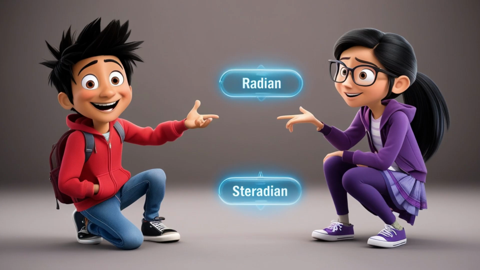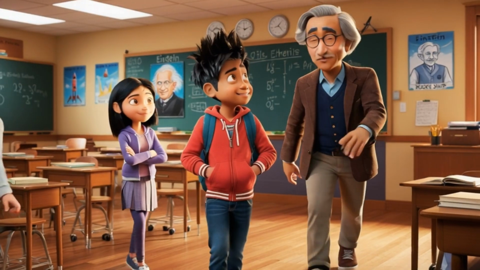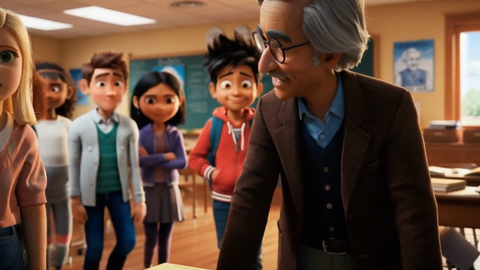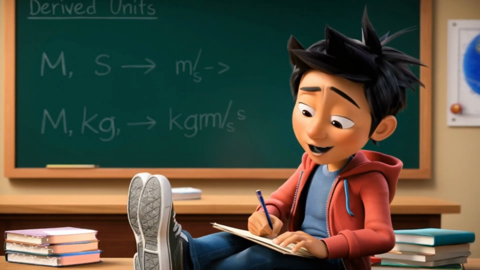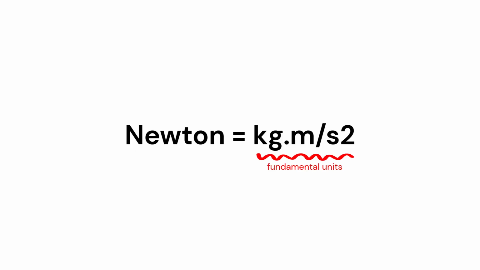In supplementary units, a plane angle is the angle between two lines that meet at a point measured in radians. A solid angle is the three-dimensional angle formed by three-dimensional space around a point measured in steradians. By combining the fundamental and supplementary units, we get the derived units, like force, whose unit is Newton, which can be expressed in kilograms times meters per second squared.